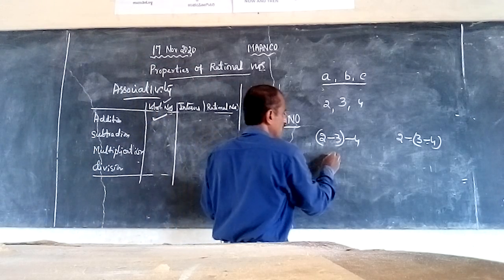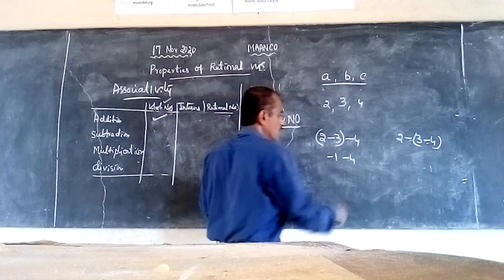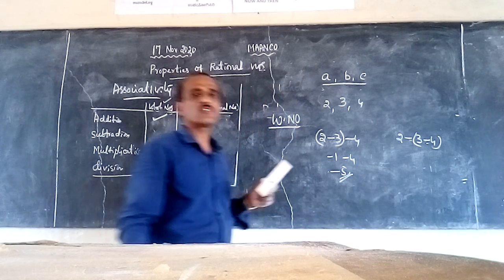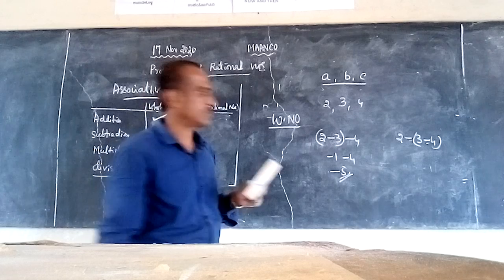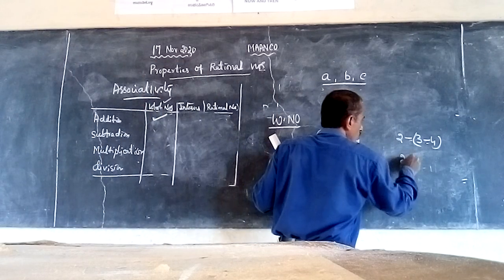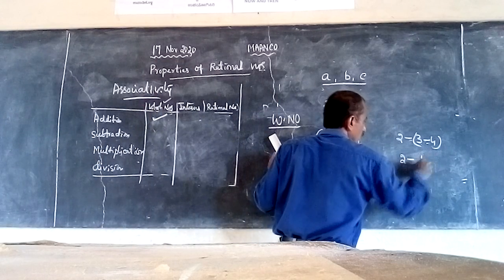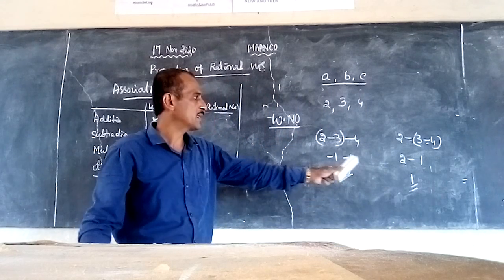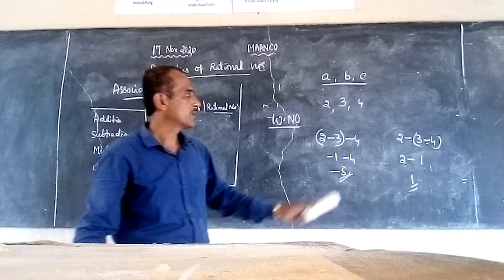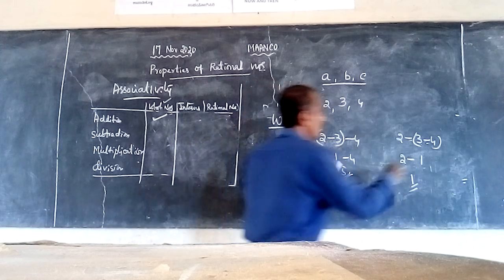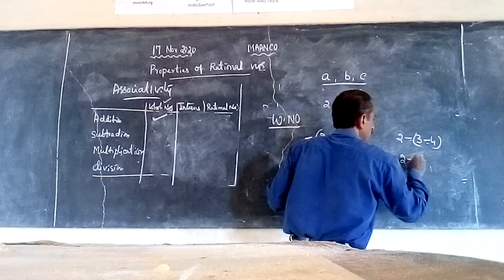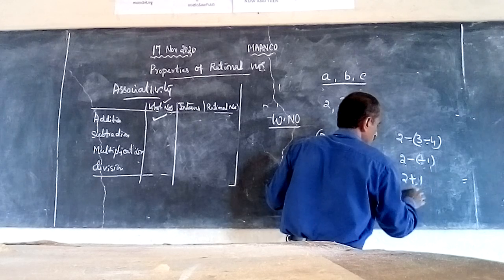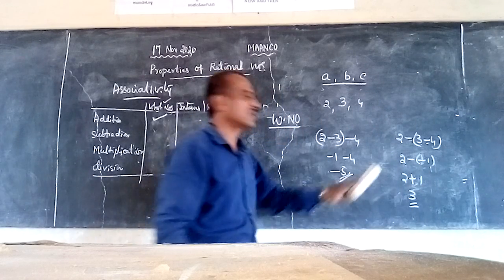2 minus 3 is minus 1, minus 1 minus 4 is minus 5. So (2 minus 3) minus 4 is equal to minus 5. What about the other side? 3 minus 4 is minus 1, and 2 minus minus 1 is 2 plus 1, which is equal to 3. Here minus 5, that side 3.